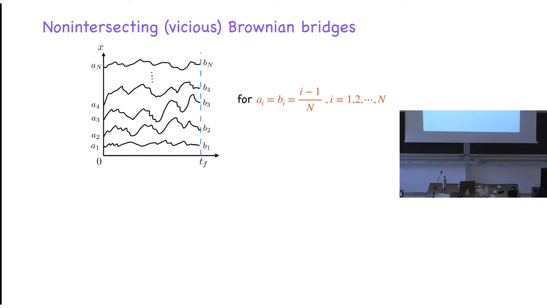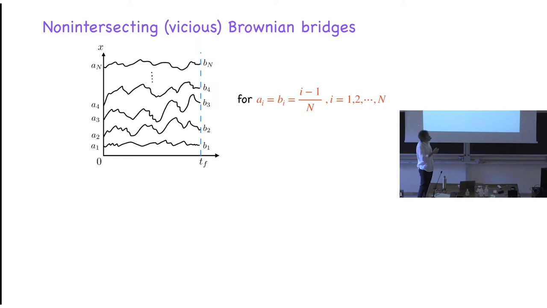So what I want to consider here are models which are both continuous in space and time. And so these are these non-intersecting lines here. They will start from the A_i's and end up at the B_i's at time T_F. And what I call flat-to-flat geometry is a specific case where the A_i's are basically uniformly distributed.